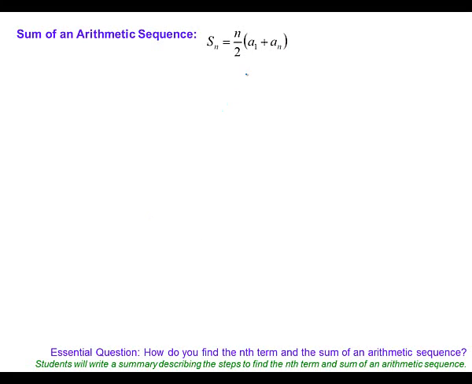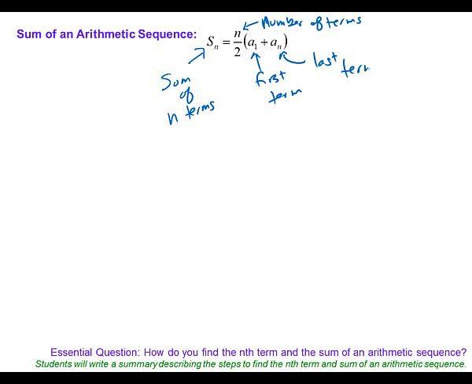Really the only difference from yesterday is this is the sum. This stands for sum of n terms or n numbers. Your n still stands for the number of terms or numbers, whatever you want to add up. This is still the first term, and the a sub n is still the last term. So basically you need to know your number of terms, your first term, and your last term. You might have to use the a sub n formula from yesterday. In fact, we're probably going to have to in most of these.